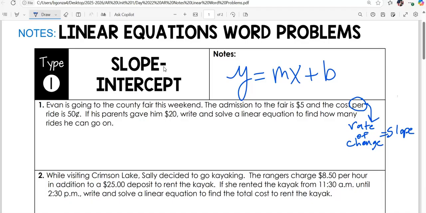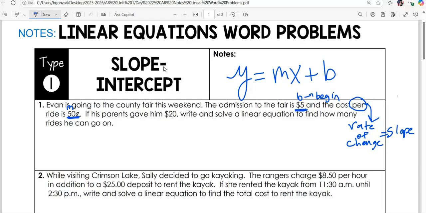The cost per ride is 50 cents, okay? So this is going to be your M. If you have a per, a rate of change, that's going to be your M. And the constant that does not change, that happens once at the beginning, that's going to be your B, where you begin. So when you are paying for this county fair, you begin to pay the admission of $5, and then you change 50 cents per ride.